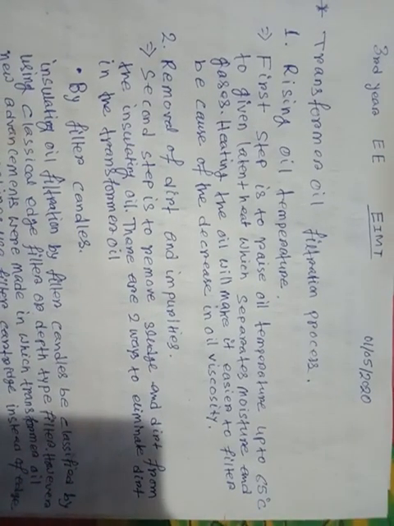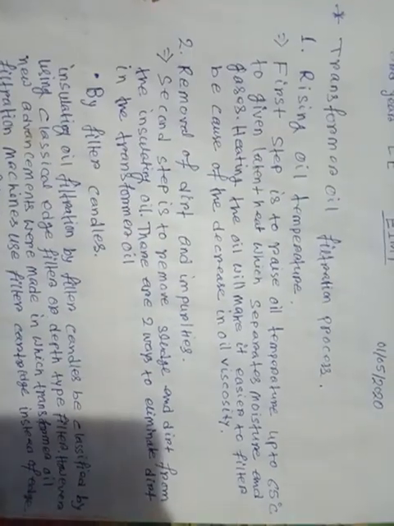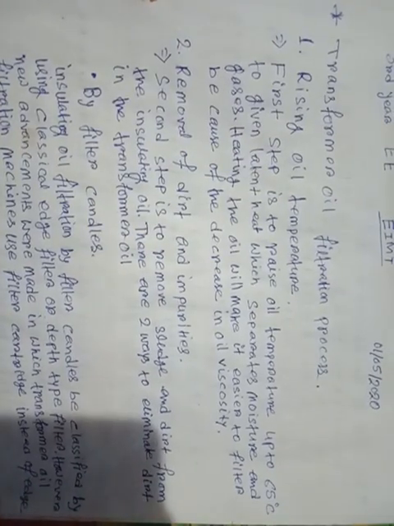Second is the removal of dirt and impurities. The second step is to remove the sludge and dirt from the insulating oil. Sludge is a type of mud. It settles in the transformer oil.